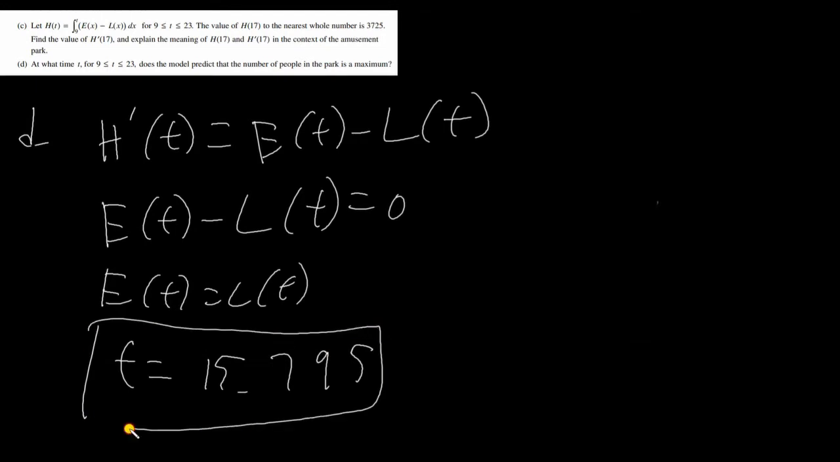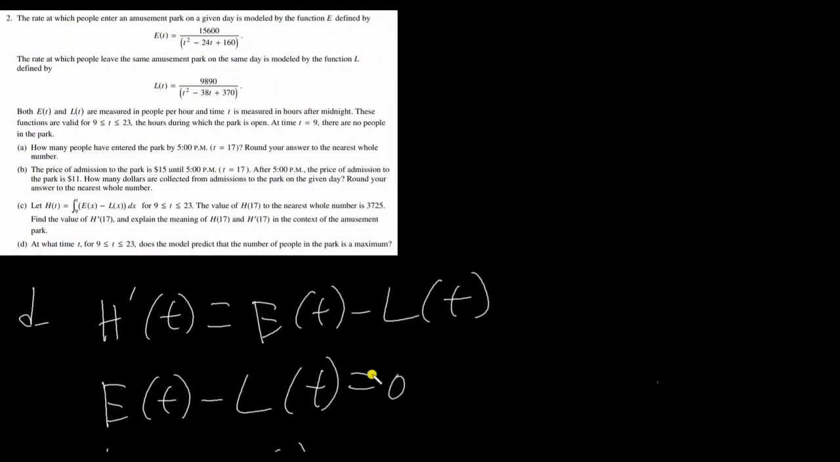And notice that this is within the interval 9 to 23, so it is valid. In terms of points, you get 1 point for doing the subtraction and setting it equal to 0, and another point for the final correct answer. That was question 2. Now let's move on to the third question.